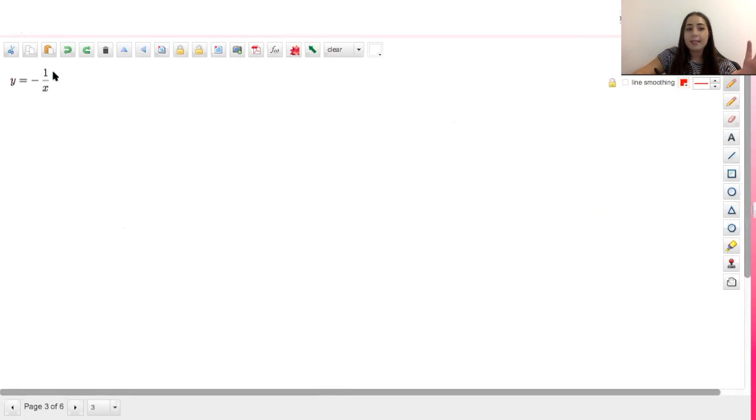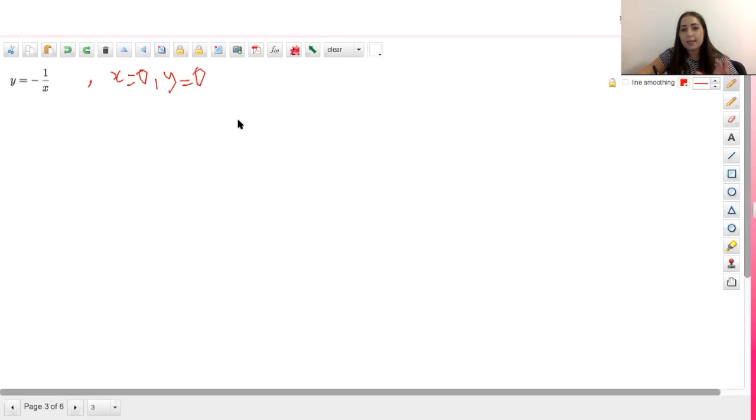Okay, so we move on to the next example. This reads y equals negative 1 on x. So this is almost identical to the last one. The things that are the same would be your asymptotes. The reason is because the curve has not shifted in any direction. So the asymptotes are still x equals 0 and y equals 0.